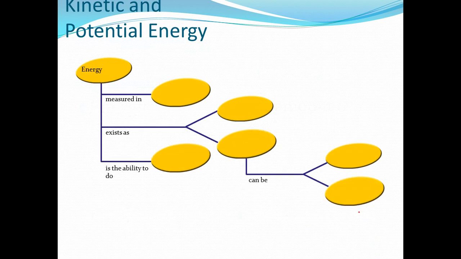So let's just check in real quick. So this can go on the right-hand side of your notes. Okay, so what is the unit that energy is measured in? So energy is measured in joules, and it exists as kinetic energy and potential energy. Okay, and potential energy can either be elastic or gravitational. And energy itself is the ability to do work.